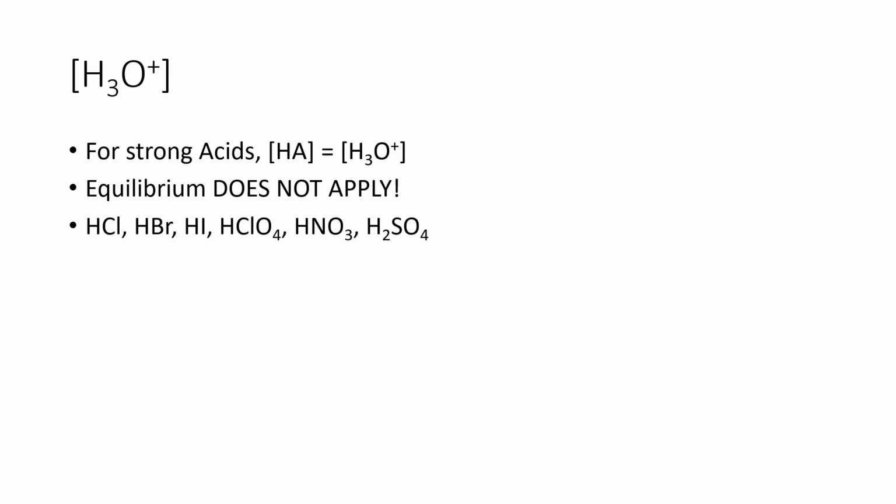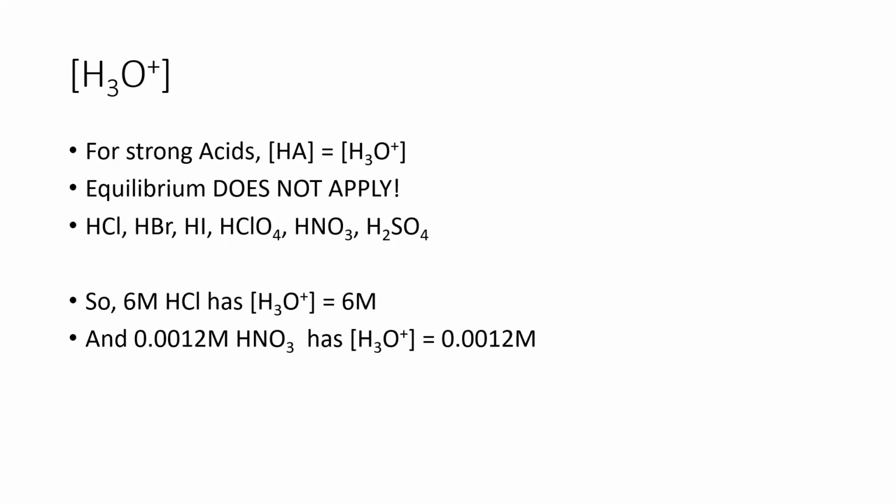Remember that there are only a handful of strong acids, and the best thing to do is just memorize what these are, and everything else is going to be a weak acid. The ones that we often use in lab are HCl, hydrochloric acid, nitric acid, HNO3, and sulfuric acid, H2SO4. So if I have a 6 molar HCl sample, that has a concentration of hydronium ions of 6 molar.